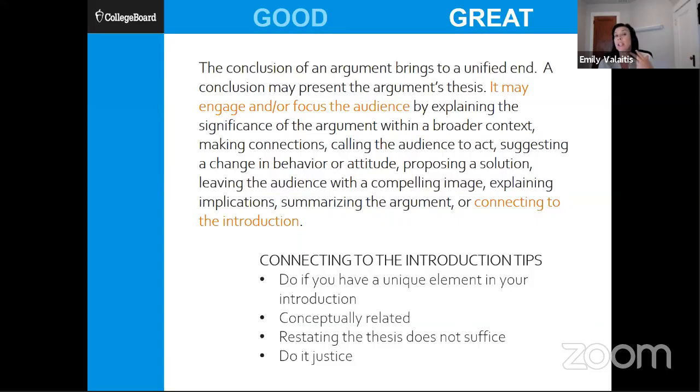If you have a really striking statement in the intro, try to have a similar striking statement in the end. Make sure they're conceptually related. Just restating your thesis isn't going to work. That's what a good conclusion would do. Really do it justice. If you're going to connect your intro, really commit to it. And don't do it if your intro doesn't have that type of an element within. You might even also want to go back to review your introduction to see, do I have something that's striking, that's memorable, that I should be addressing in the end?